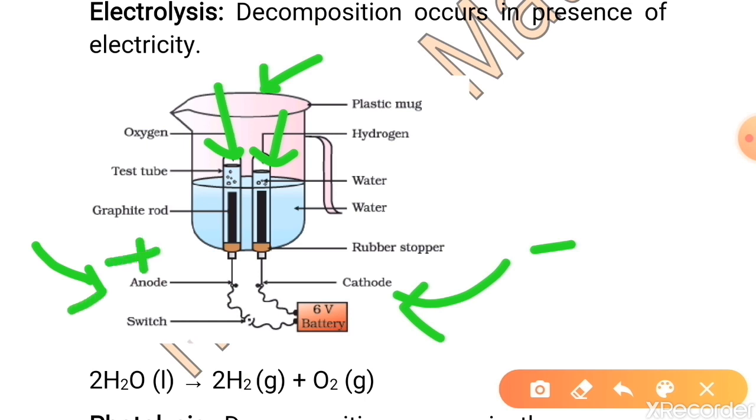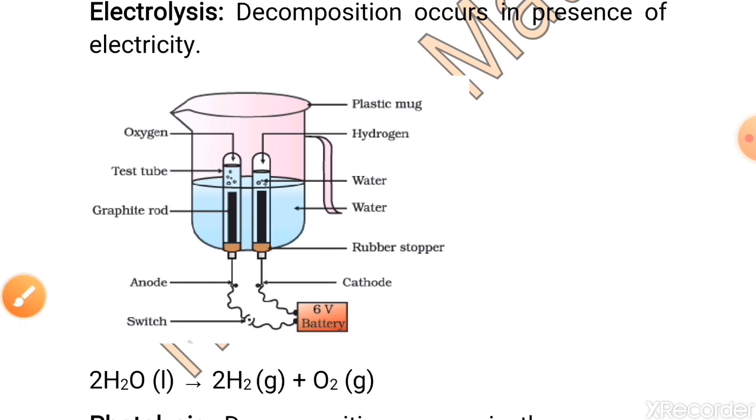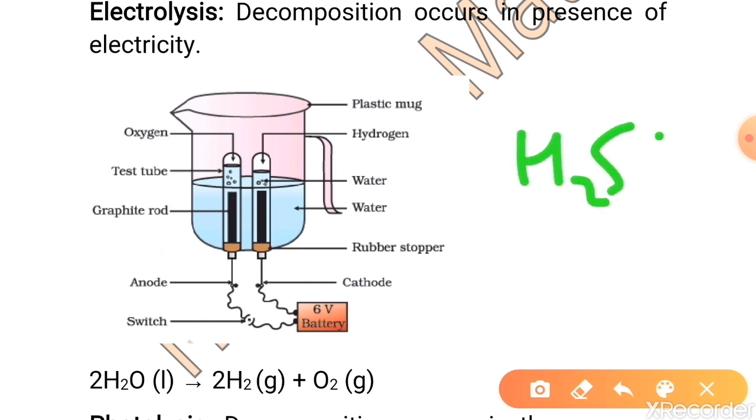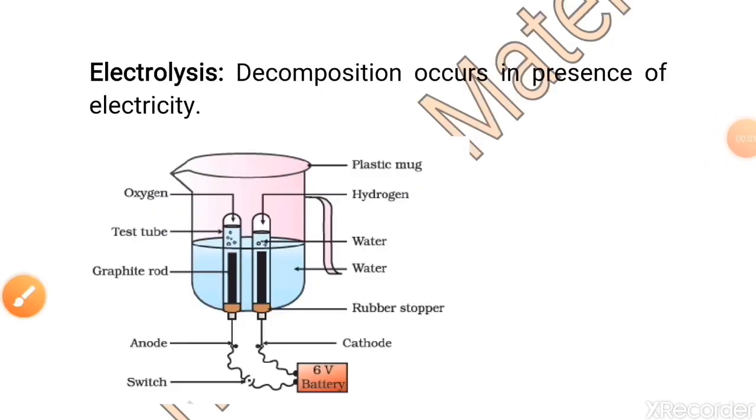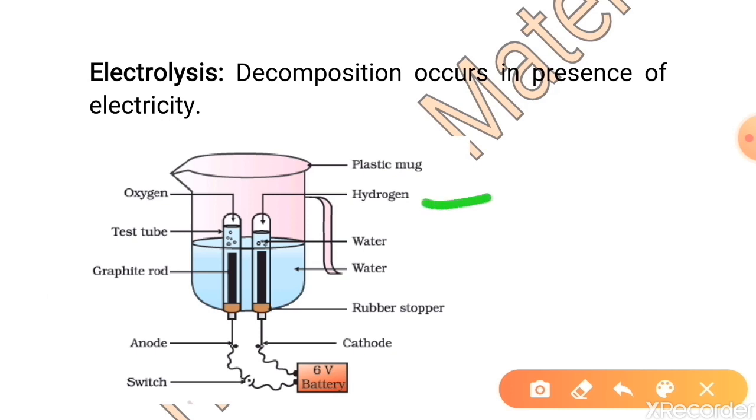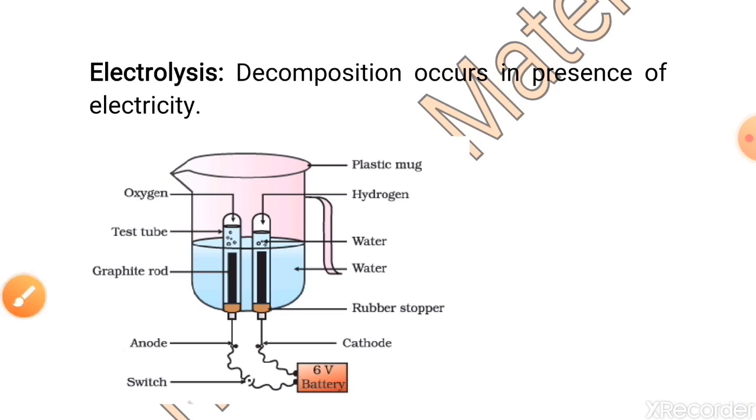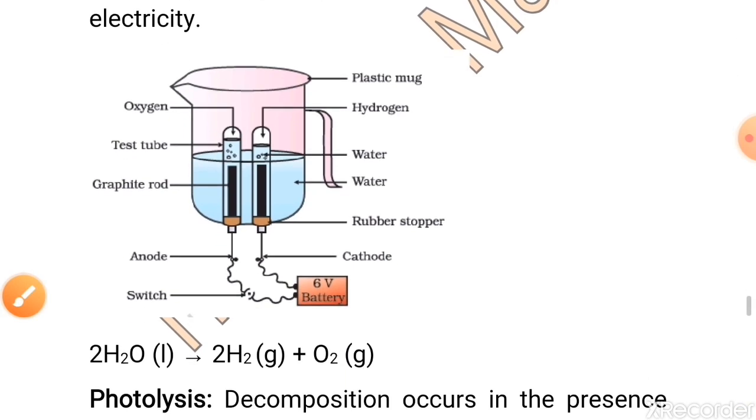Now moving ahead, students. When we have to do electrolysis of water, then we have to add a small amount of sulfuric acid, H2SO4, to it. This sulfuric acid increases the conductivity of the solution and makes the decomposition process easier. Students, in this process, hydrogen gas is released over cathode while oxygen gas is released over anode. One thing which we notice here is that the amount of hydrogen gas is double that of the oxygen.